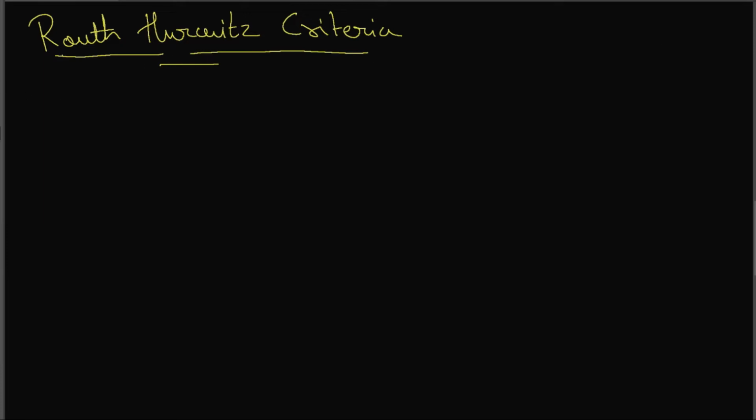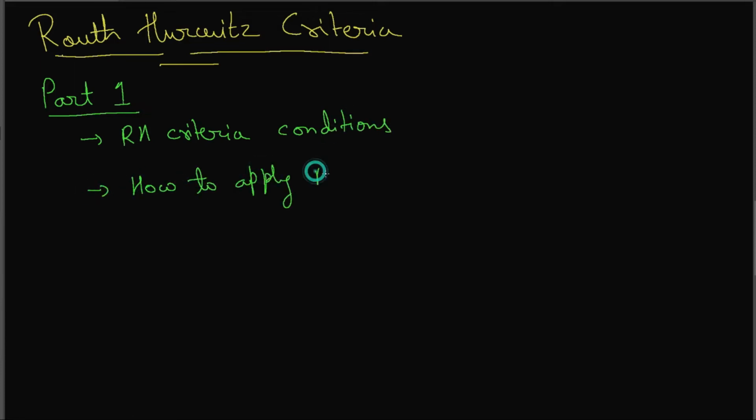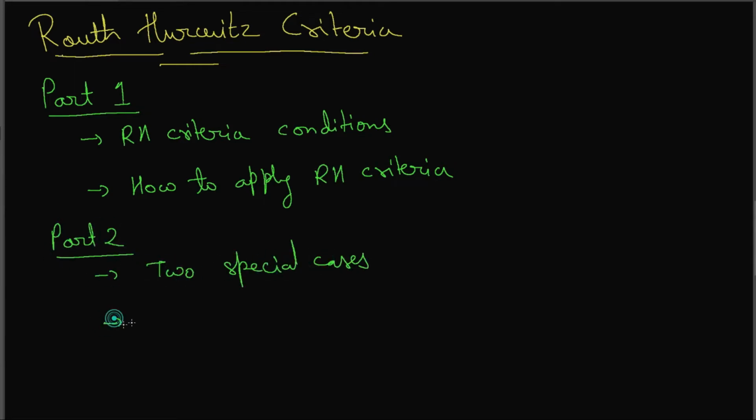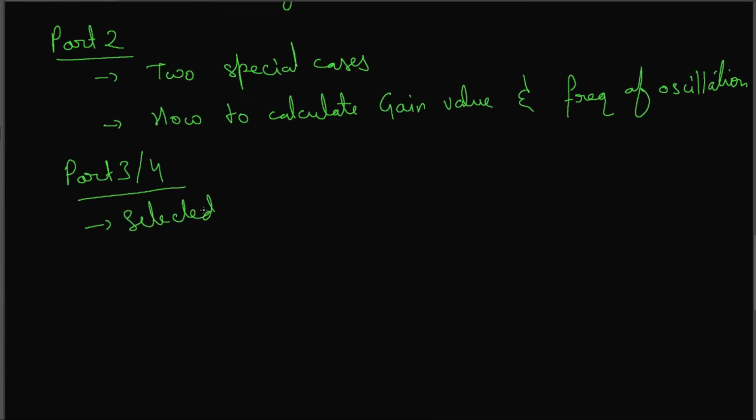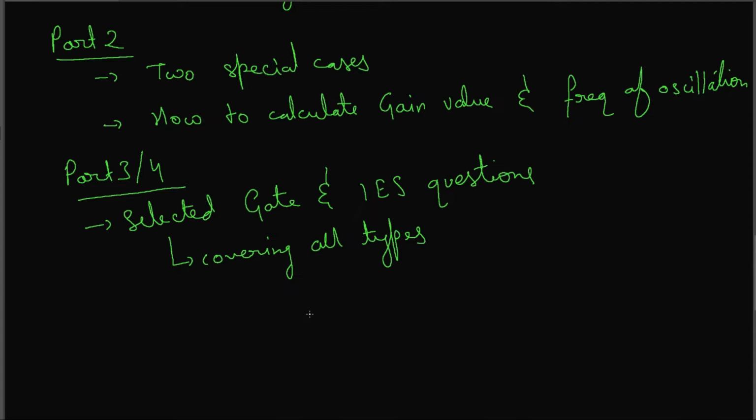In this lecture we will be discussing Routh Hurwitz criteria, also known as RH criteria. I plan to divide the RH criteria video into 3 to 4 videos, where the first part will discuss RH criteria conditions and the method of applying RH criteria. The second part will focus on two special cases, that is a 0 in the first column and a 0 row. Moreover, the second part will focus on how to calculate the gain of a system as well as the frequency of oscillation if the output response is oscillating. In parts 3 and 4 we will see selected IES and GATE questions which will cover all types of questions you can expect in an exam.